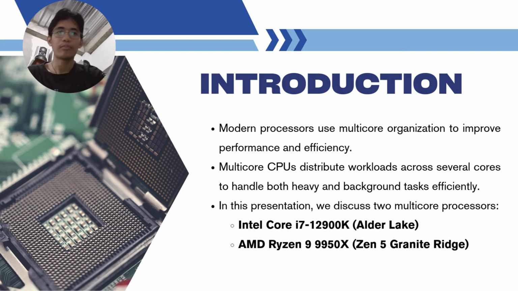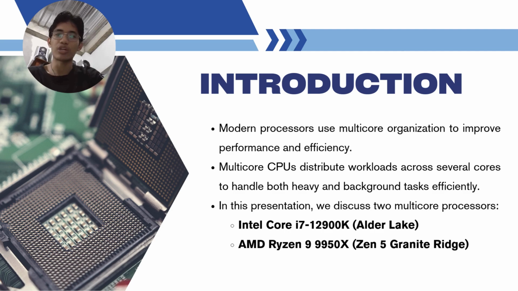To start, modern computing demands high speed, responsiveness, and efficiency. Single core processors can no longer keep up with these needs. This is why almost all modern CPUs use multi-core organization, which means having multiple processing cores inside one chip. Each core can handle different tasks. This makes the system faster, more efficient, and capable of running many applications at the same time without slowing down.